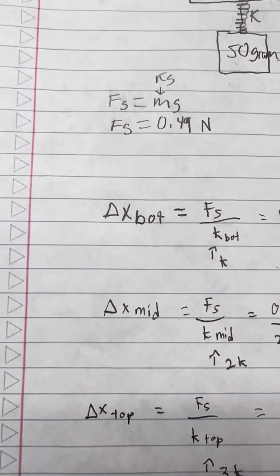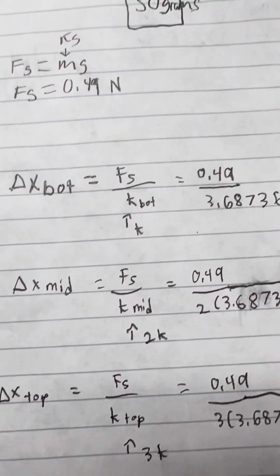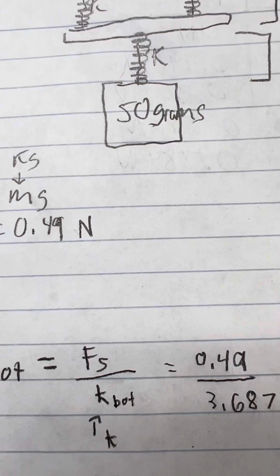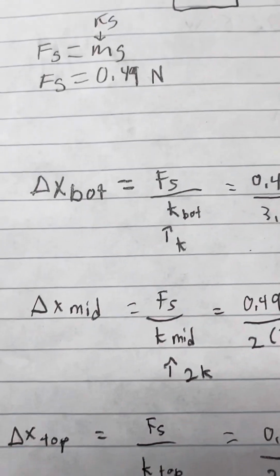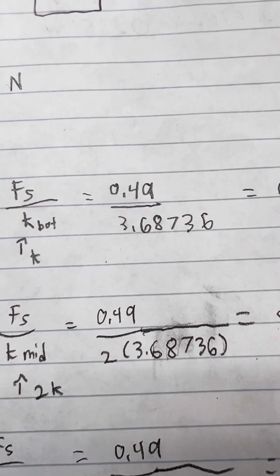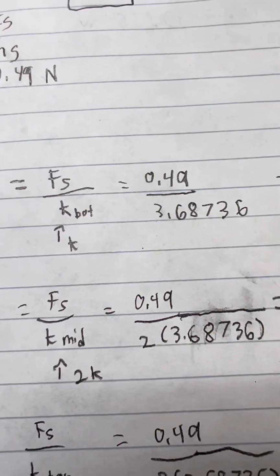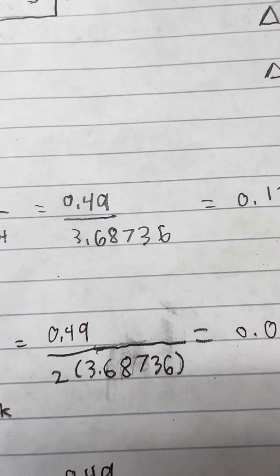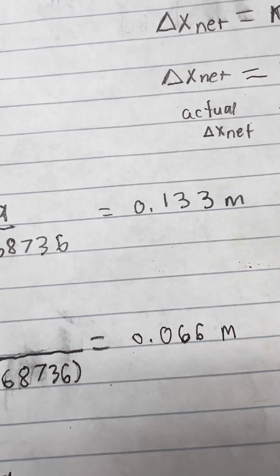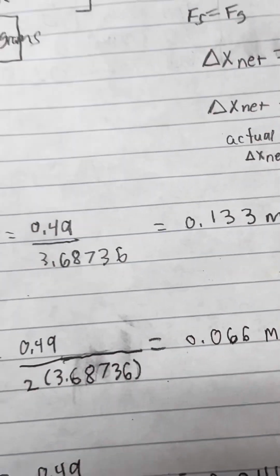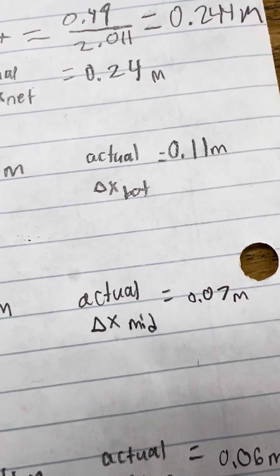Okay, let's start with delta x bottom. So using the formula I explained earlier, delta x bottom is equal to Fs over k bot. And k bot is the K constant of this bottom spring, right? But since it's only one spring, then k bot is equal to K. So using that for the math, 0.49 newtons is going to be equal to Fs, which I declared earlier. And then k bot is the same as the K we calculated, which is 3.68736. And using that math, we get 0.133 meters as the calculated theoretical extension. And then as we calculated, the actual extension is 0.11 meters.